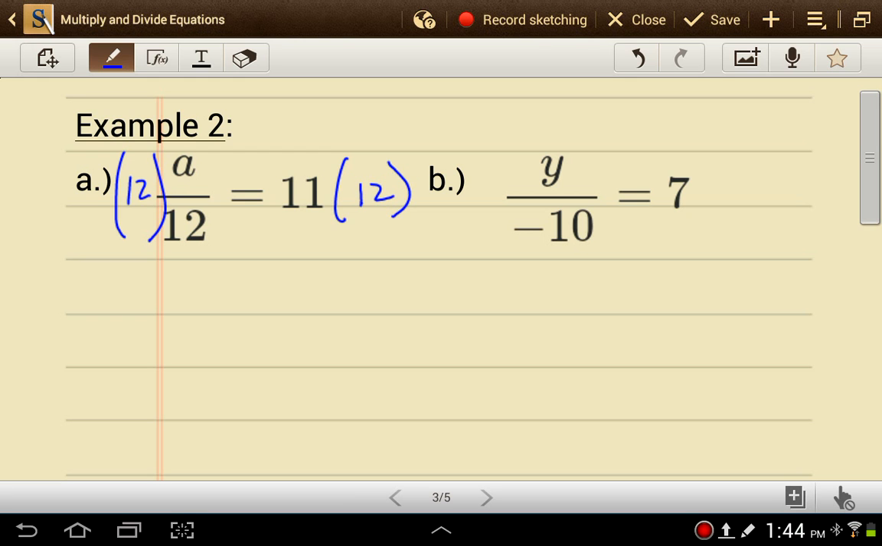Now technically 12 is the same as 12 divided by 1, because anything divided by 1 is itself. That becomes important because when I later multiply by 12 and divide by 12, they become 1. 1 times a is a, so that leaves me with the a. Now you don't have to show that divided by 1 every time.